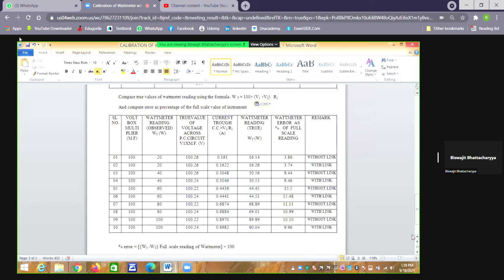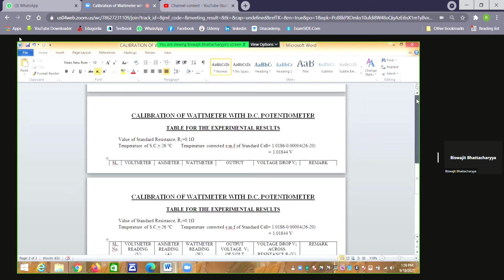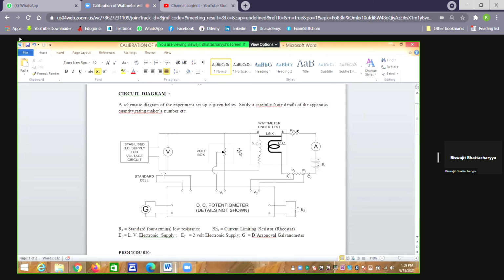So for every serial number, we know the volt box. Volt box means what? It is the potential divider arrangement. A box is there whose task is to step down the voltage from 100 volt to 1 volt in the ratio of 100:1. So that is what we call the volt box. In the figure, this is our volt box, which is used to step down voltage.